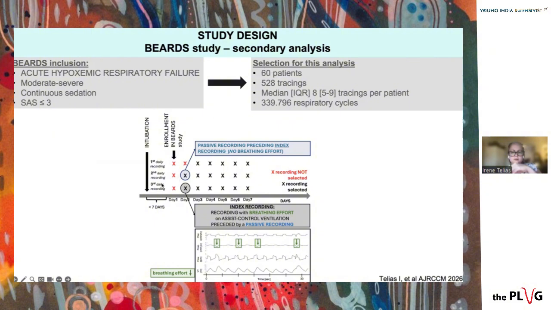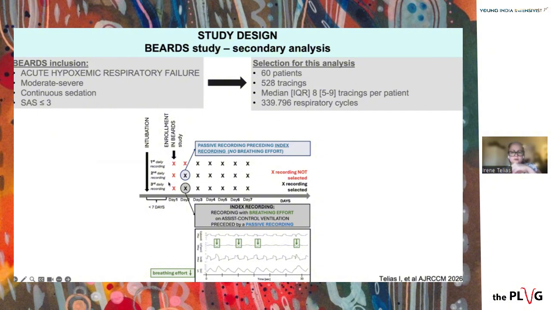And for this analysis, we selected 60 patients. Okay, let's see how the measurements were. So the patients were intubated within 7 days of fulfilling criteria for moderate to severe acute hypoxemic respiratory failure. They were enrolled in the study.